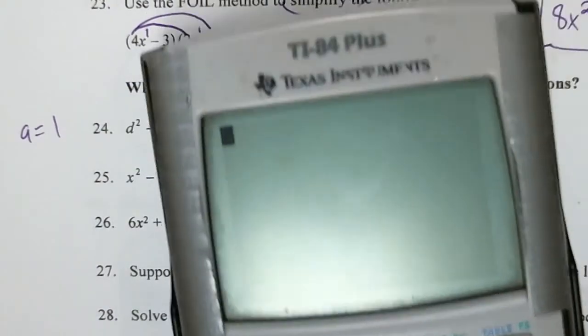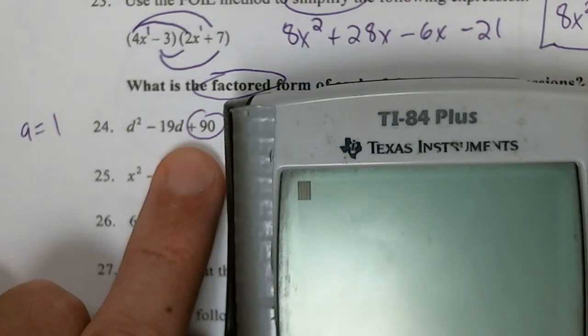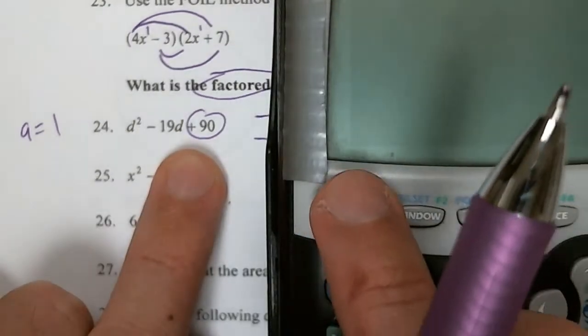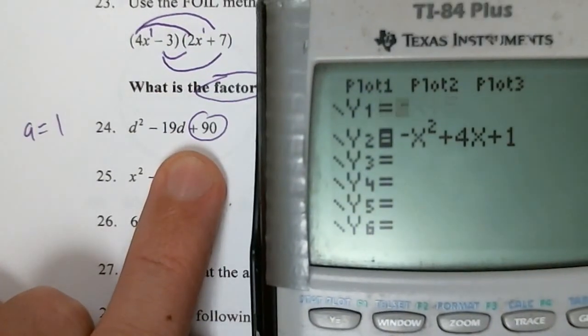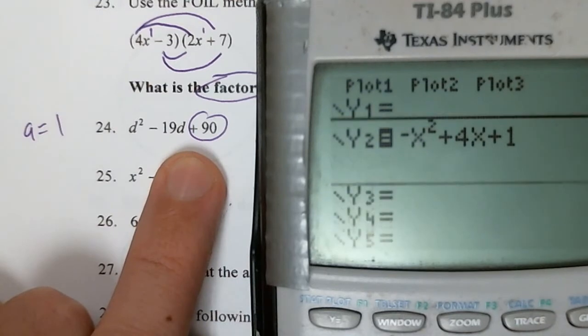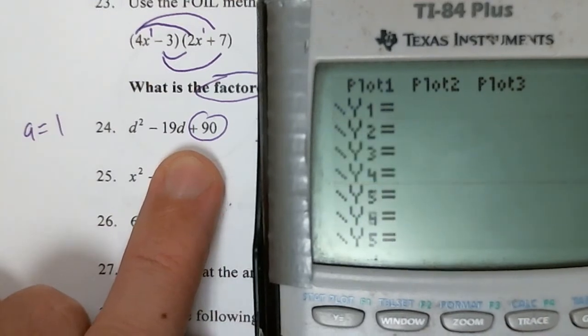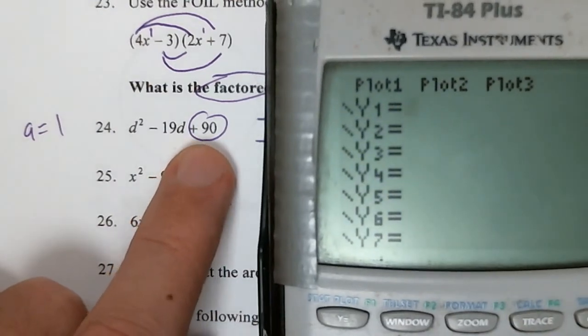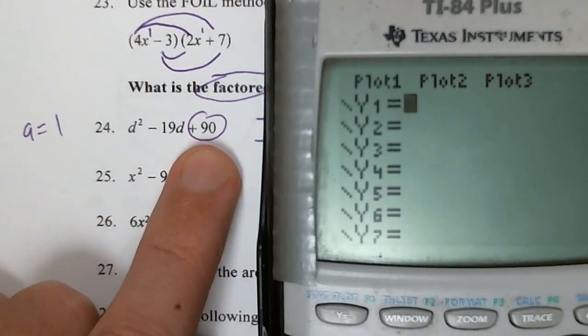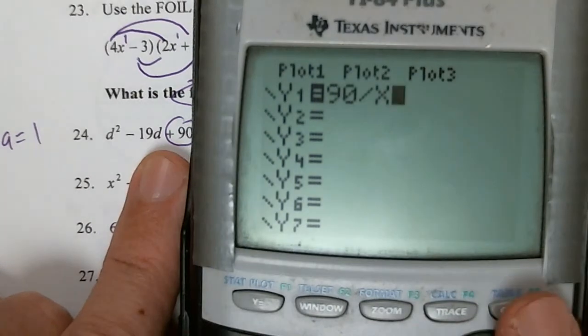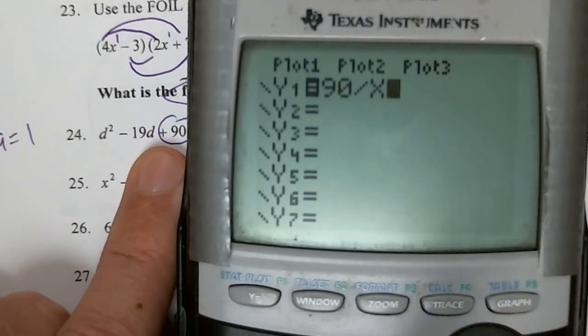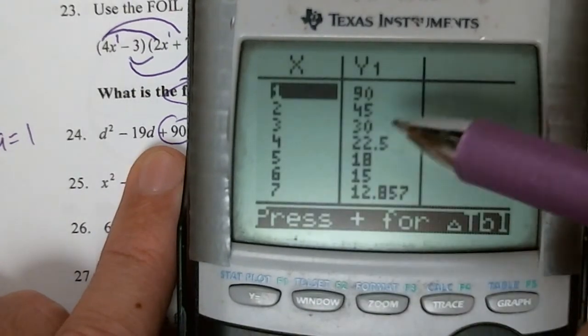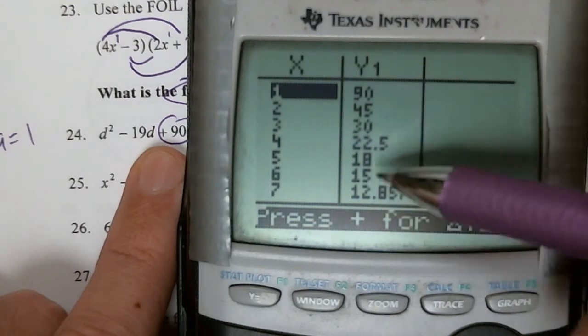Now, if you're not good at doing these factors in your head, Mr. Calculator is here for the rescue. I'm simply going to press the y equals button, clear that out, and type in my number divided by x. I want factors of 90, so I'm going to go 90 divided by x, and then I'm going to press second table, and here is all of your lists of the factors for 90.